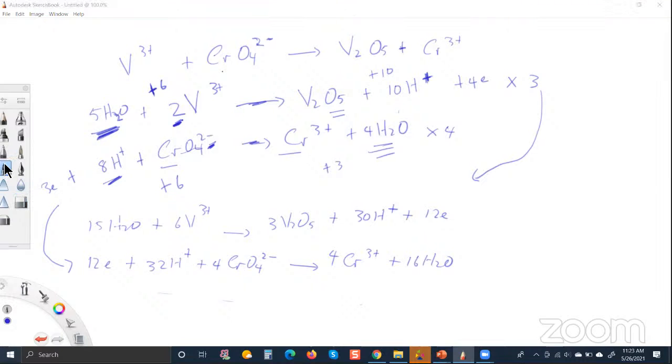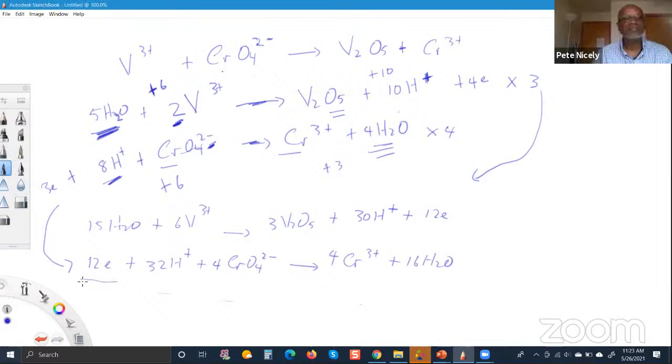Okay, let me go back to this. So we're going to add these two together. What's going to cancel out? Obviously, the 12 electrons here and here, right? Anything else that you can see will cancel out?